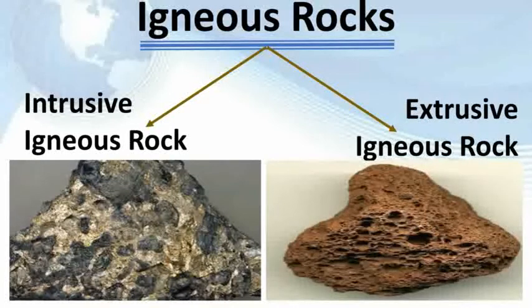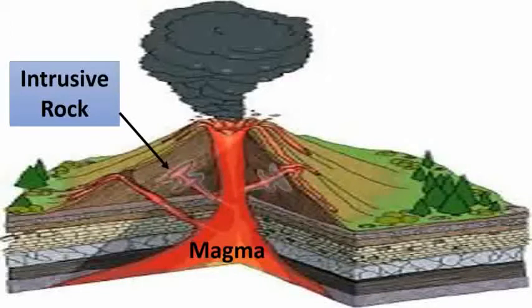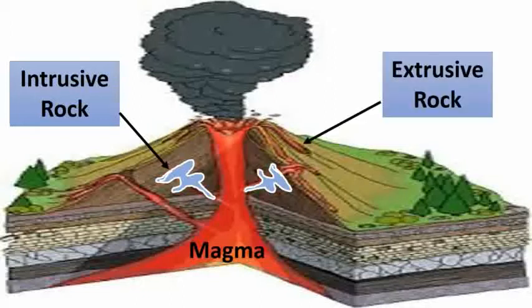An intrusive igneous rock is formed when the molten magma cools down and solidifies deep inside the Earth's crust. For example, granite. An extrusive igneous rock is formed when the molten magma cools and solidifies at the surface of the Earth. For example, basalt.